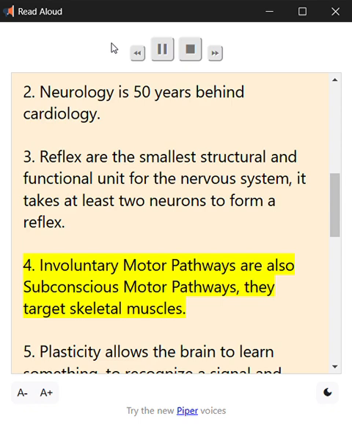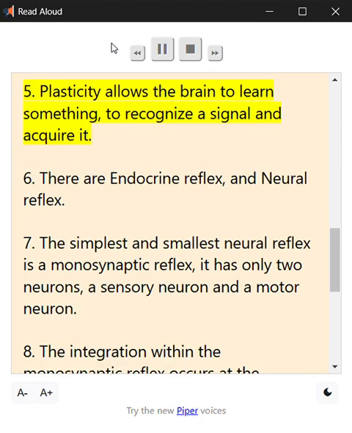4. Involuntary motor pathways are also subconscious motor pathways. They target skeletal muscles. 5. Plasticity allows the brain to learn something, to recognize a signal and acquire it. 6. There are endocrine reflexes and neural reflexes. 7. The simplest and smallest neural reflex is a monosynaptic reflex. It has only 2 neurons, a sensory neuron and a motor neuron.